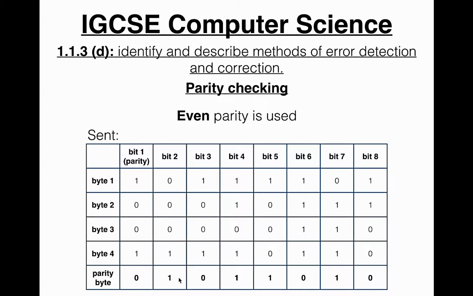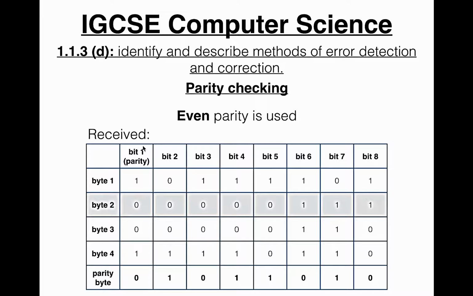So again, a parity byte is calculated using the columns of all the bytes sent. Since there's 1 here and even parity is being used, this would have to be 1. But this is what is received. So how do we find the error? We count this again, and remember that even parity is being used. 1, 2, 3, 4, 5, 6. That looks good. 1, 2, 3. Here we are, with byte 2. That's where the error seems to be.